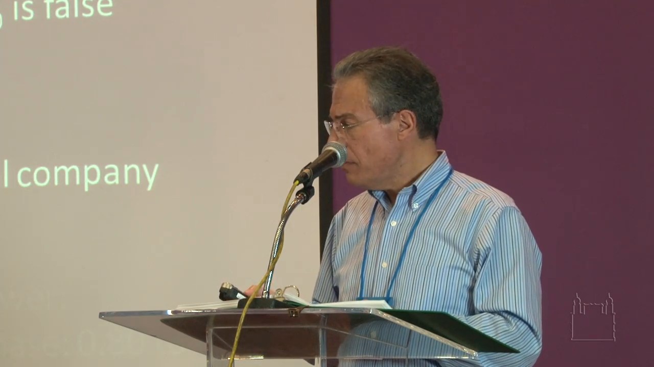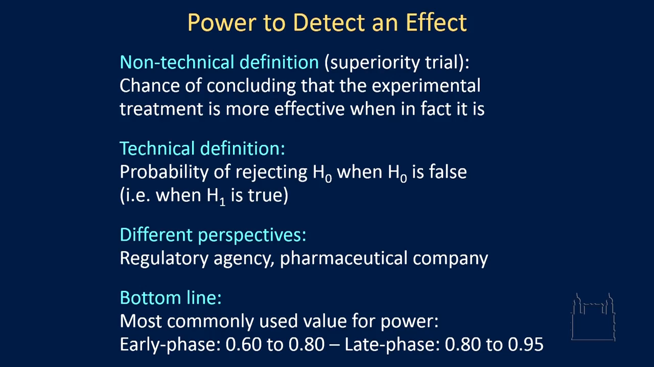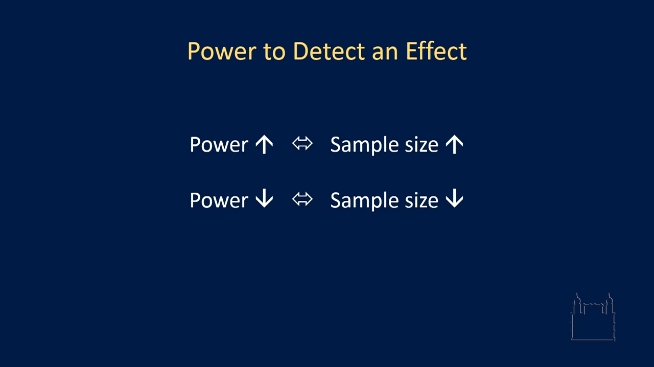That's really the point. And this goes back to the question that was asked about the early phase and later phase. I also want to give credit to Laura Lee for suggesting to include that. So for an early phase, you may want to consider a power between 0.6 and 0.8. But for a definitive, later phase, you typically consider something in the range of 0.8 to 0.95. And it's basically the same logic. If you want to increase power, you increase the sample size. If you want to make sure you find something, you better increase your sample size to find it. If power goes down, sample size goes down.